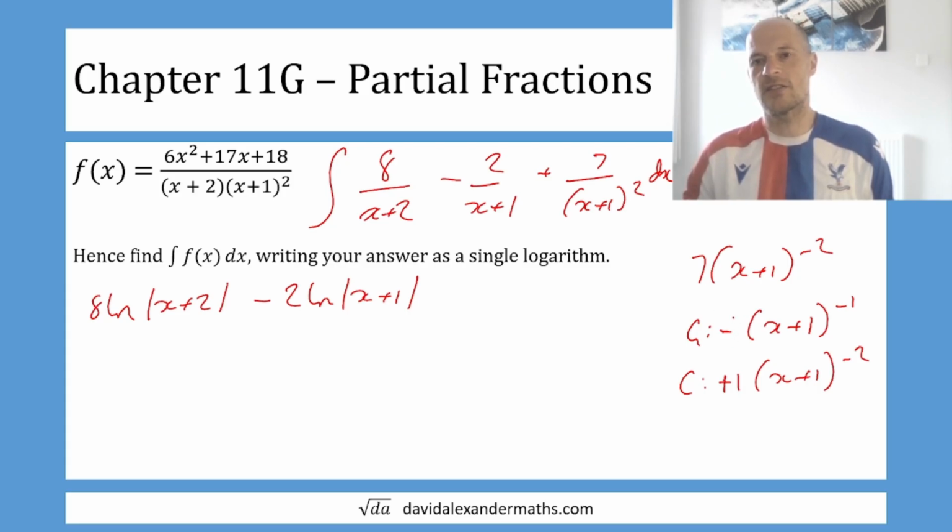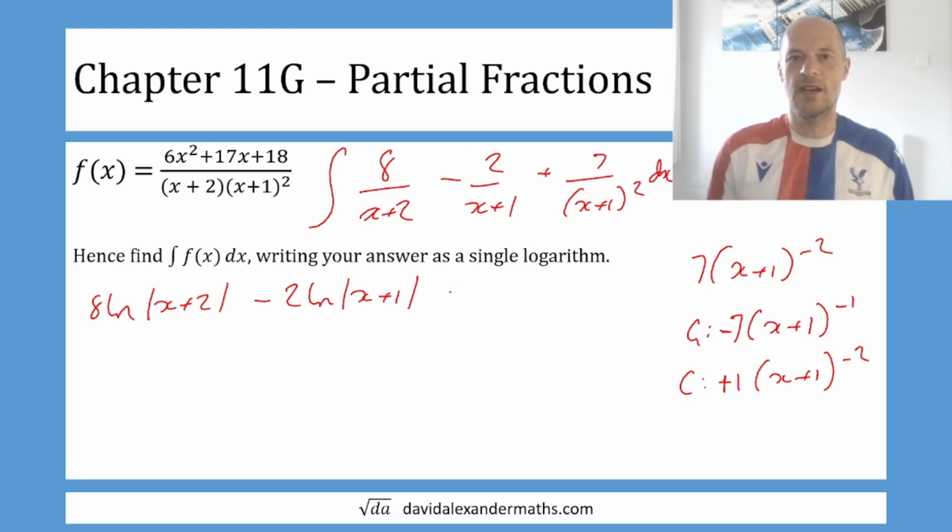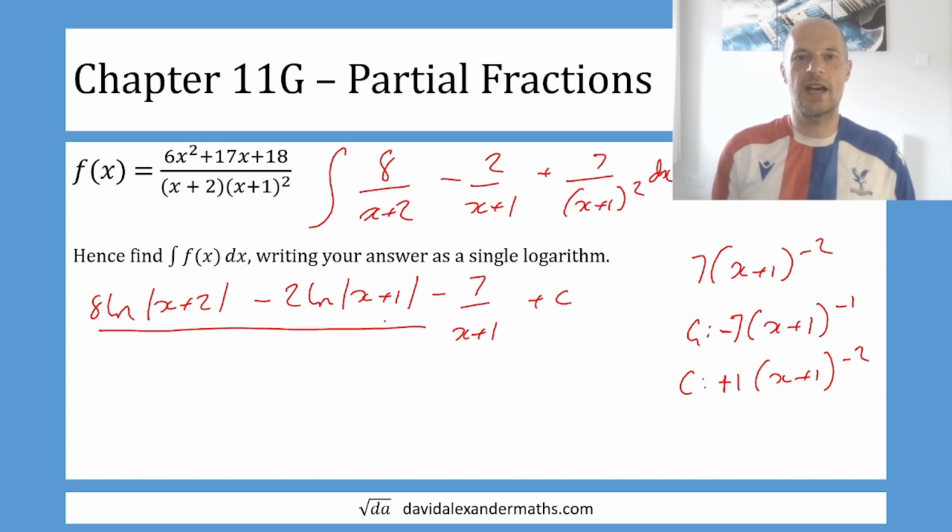So our guess was 7 times too small. So our guess needs to be 7 times greater. So there we have it. It's going to be take away 7 over x plus 1 plus the c. Okay, so we can turn this into a single logarithm. So that's going to be the ln of x plus 2 to the power of 8, which is pretty substantial, minus the ln of x plus 1 squared, take away the 7 over x plus 1 plus the c.